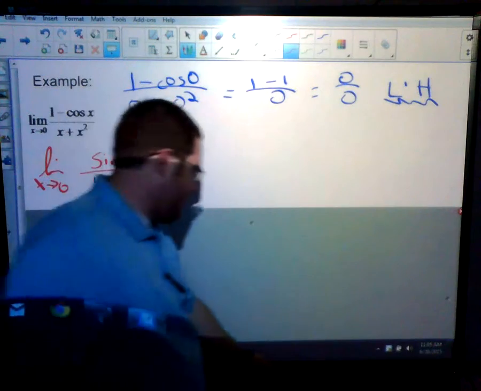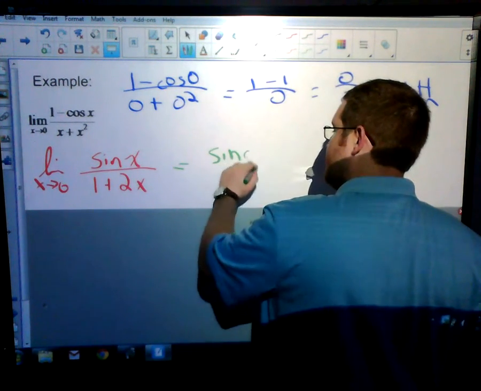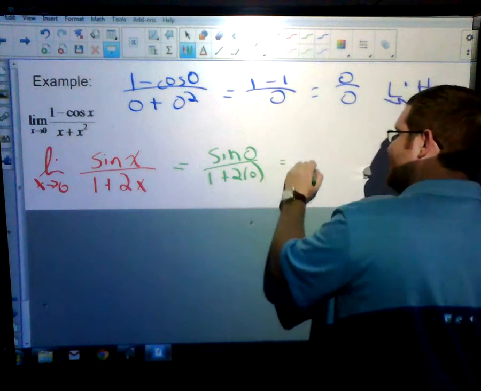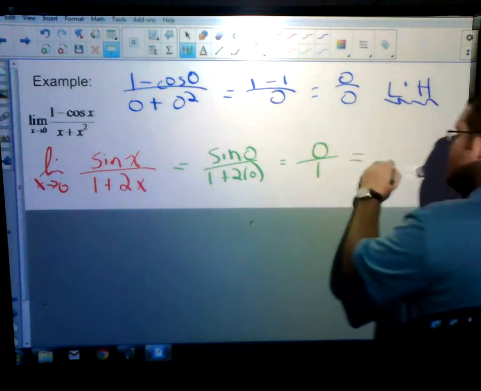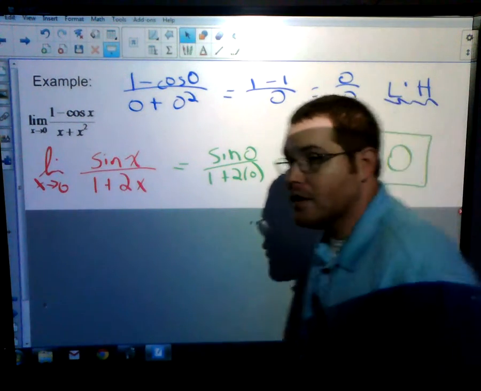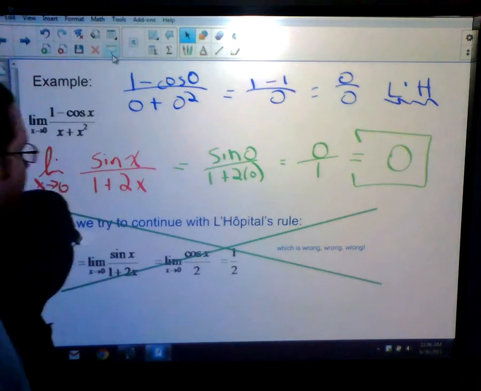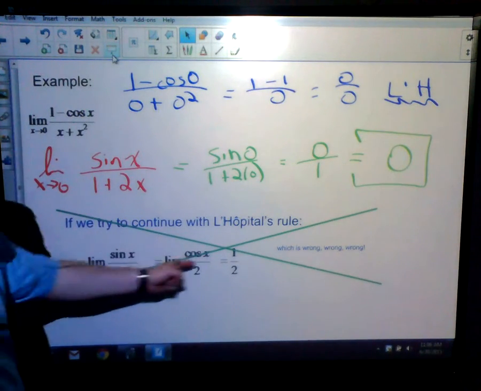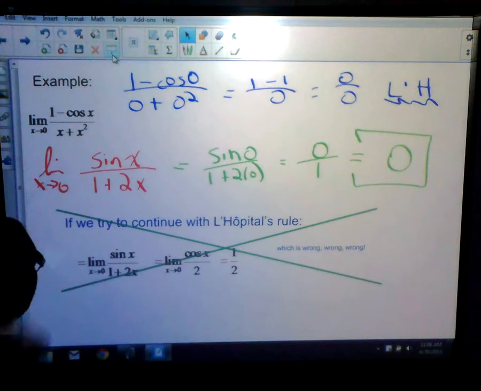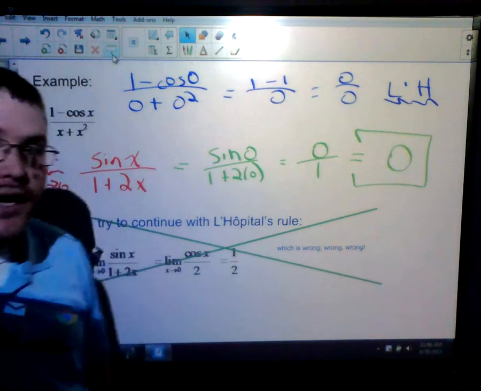Now let's plug in 0. And I get sine of 0 over 1 plus 2 times 0. That's 0 over 1, which is 0. So this answer is 0. Notice, I checked it before I did L'Hopital's rule again. If you keep going with L'Hopital's rule, you eventually get 1/2, which is wrong. You only use L'Hopital's rule till you get something that's not 0 over 0. Okay?